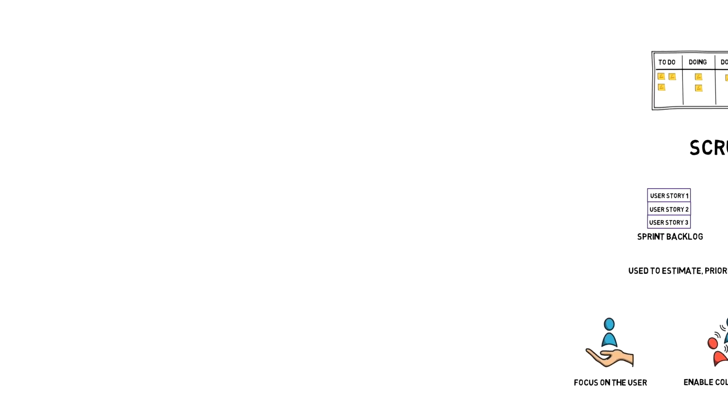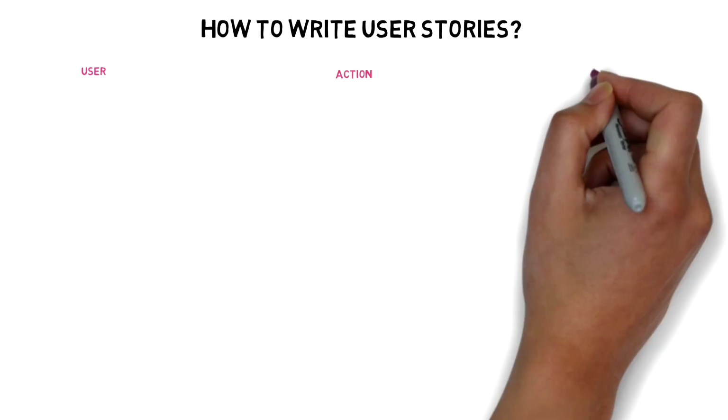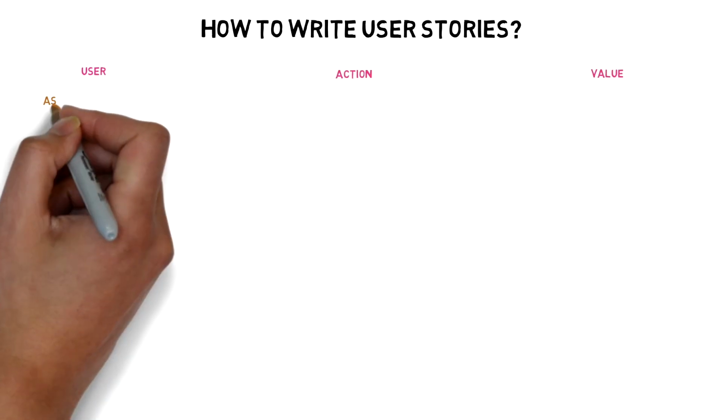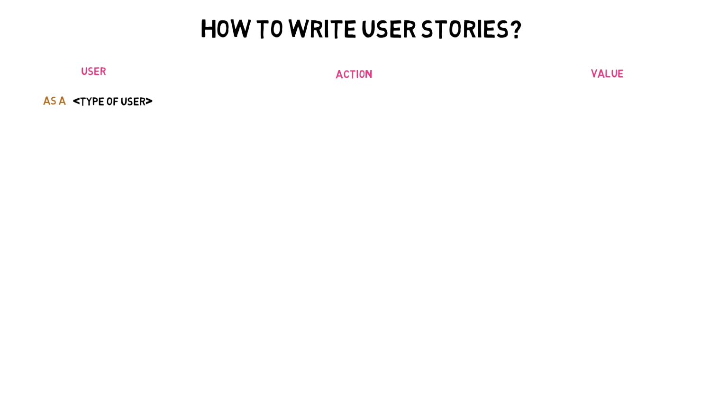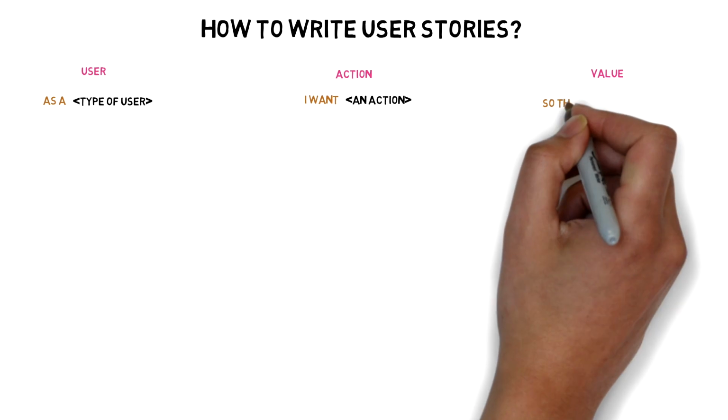Let's look at how to write a good user story. The common user story templates include the user, the action, and the value, and it typically looks like this: As a type of user, I want an action so that I can achieve a reason or a value.